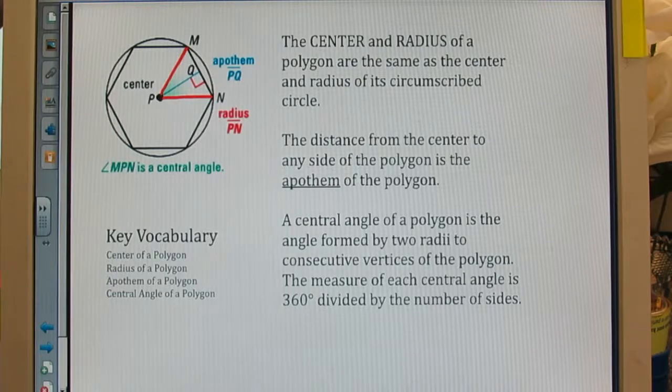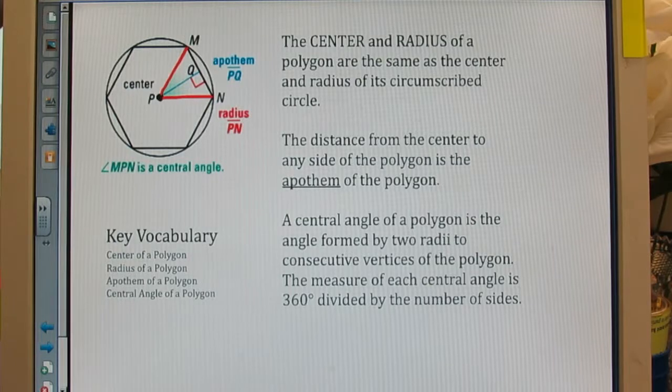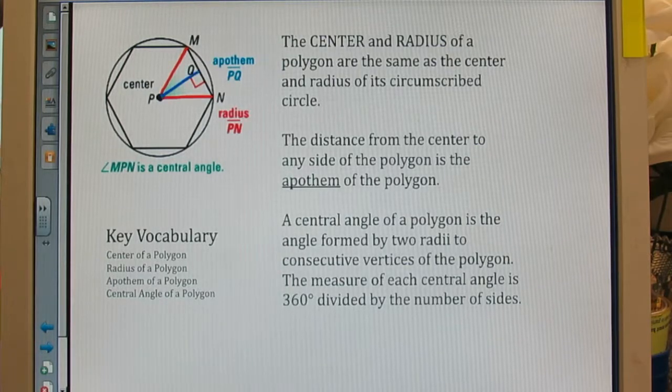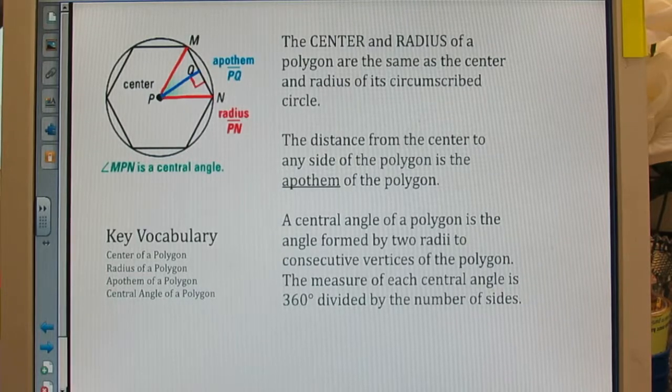so they are a radius of the polygon. The distance from the center to any side of the polygon is called the apothem of the polygon. So P is the center of the circle and the center of my polygon. And if I go from P to Q, this segment is called the apothem. And it is always going to reach the side, intersect with the side, at a right angle.